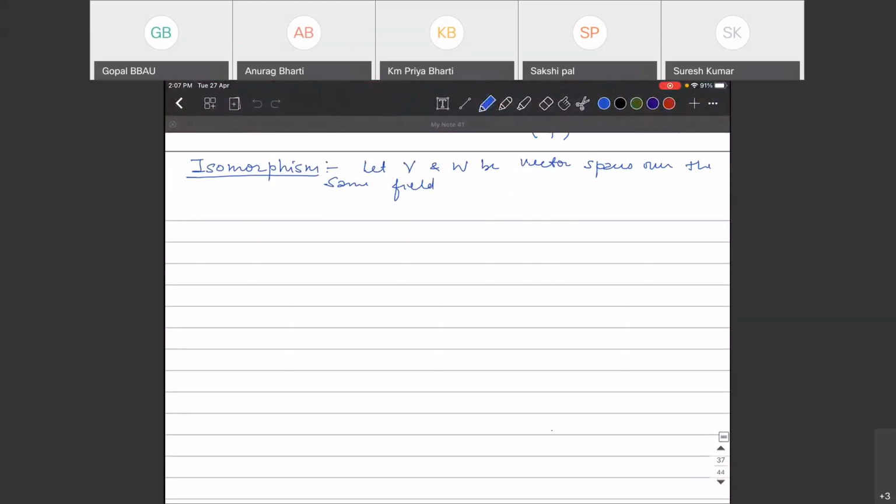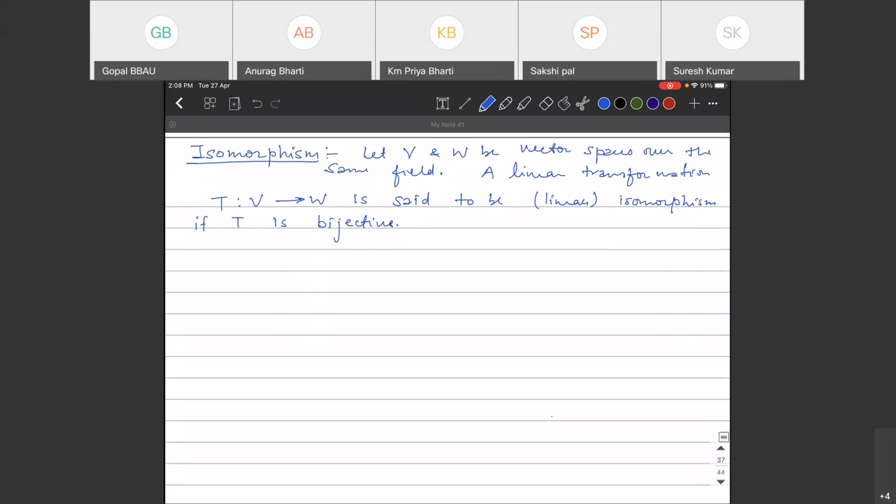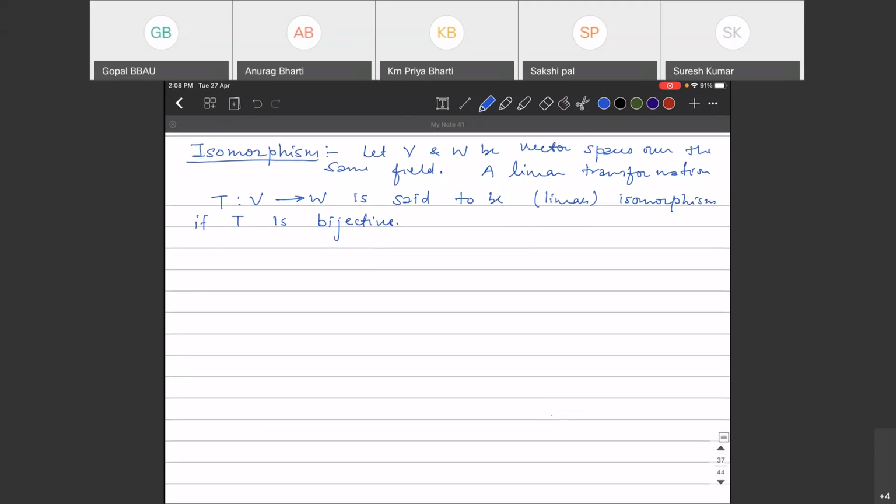Okay, so I was defining isomorphism. So we have two vector spaces over the same field. A linear transformation T from V to W is said to be an isomorphism, or we can say a linear isomorphism, if T is bijective. T is bijective means it is 1-1 and onto. So if we have an isomorphism between two vector spaces, then we say V is isomorphic to W.